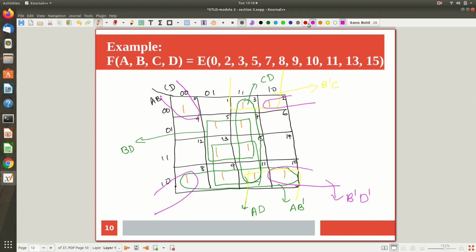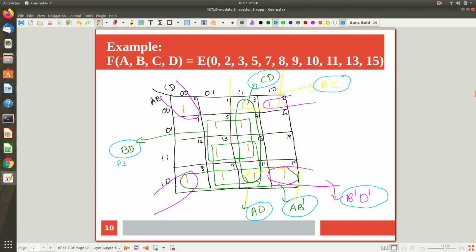So prime implicants, let me denote. All colors are over. So this is a prime implicant, BD is a prime implicant, CD is a prime implicant, B dash C is a prime implicant, AD is a prime implicant, B dash is a prime implicant, and this is also a prime implicant. So let me write the prime implicants in this particular example: BD, CD, B dash C, then AD, AB dash, and B dash D dash. This is one way. Sorry for the inconvenience.